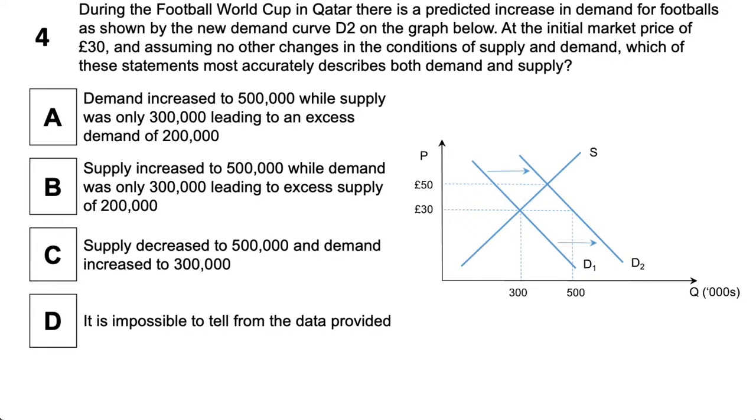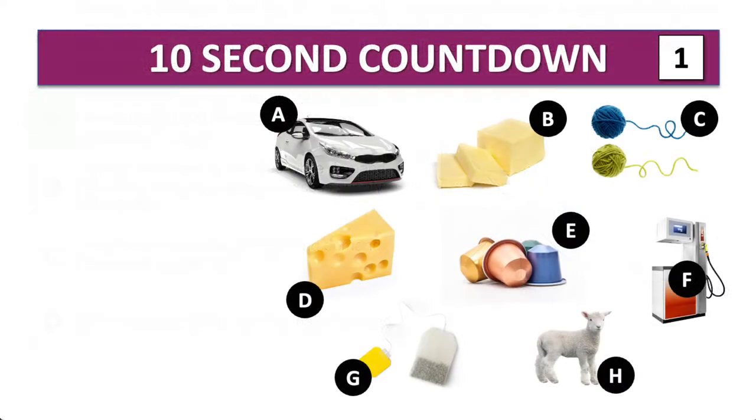So there's been an outward shift of demand from D1 to D2. At the initial market price of £30, with no other changes, there will be excess demand. And as a result, you end up creating a kind of shortage in the market. Okay, there's our four multiple choice questions. Let's move on to the next activity with Pete.